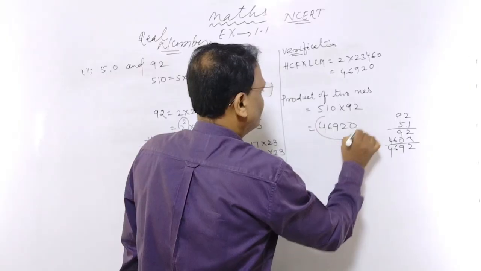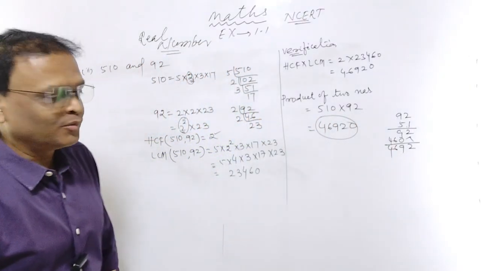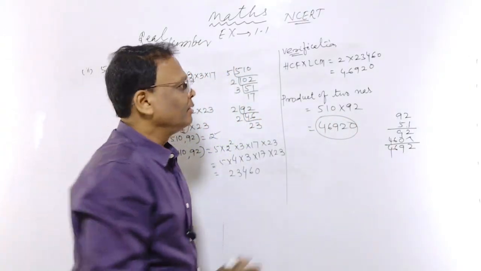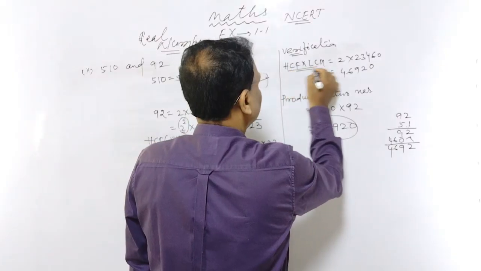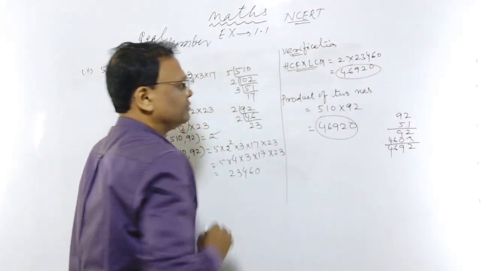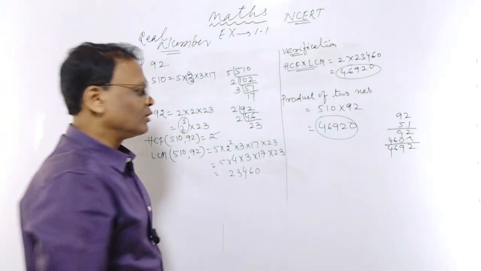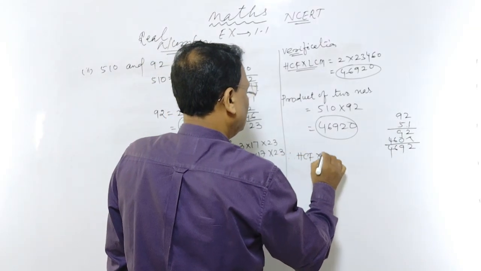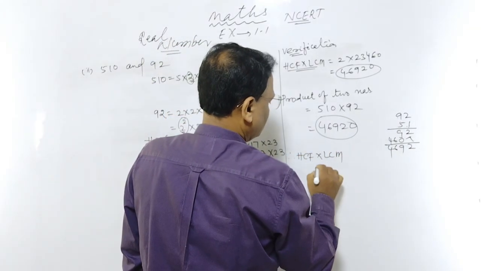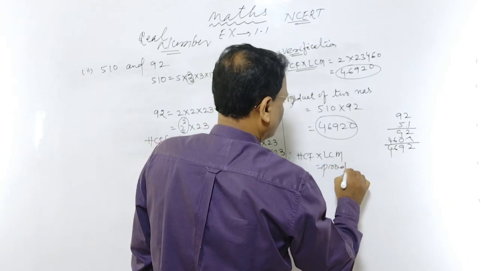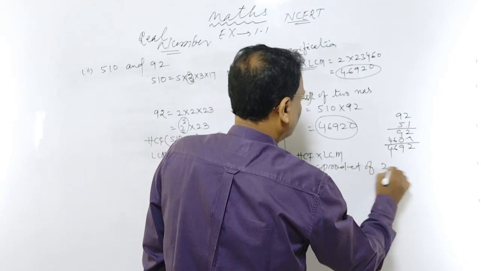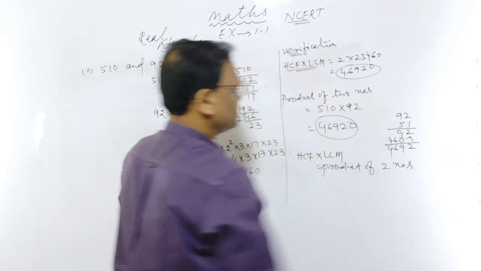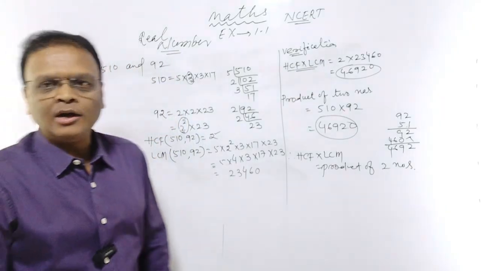Check it. The product of the two numbers I got is 46,920, and HCF into LCM I got the same answer. That means verification is over. Therefore, HCF into LCM is equal to the product of two numbers. So this is the way how to do it.